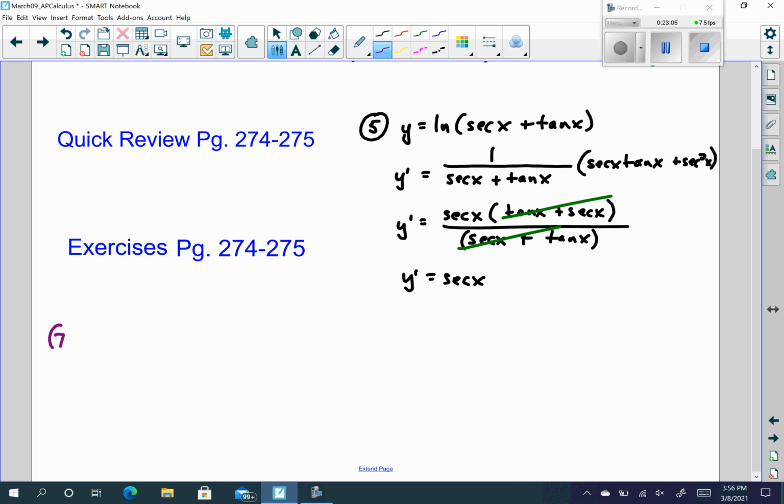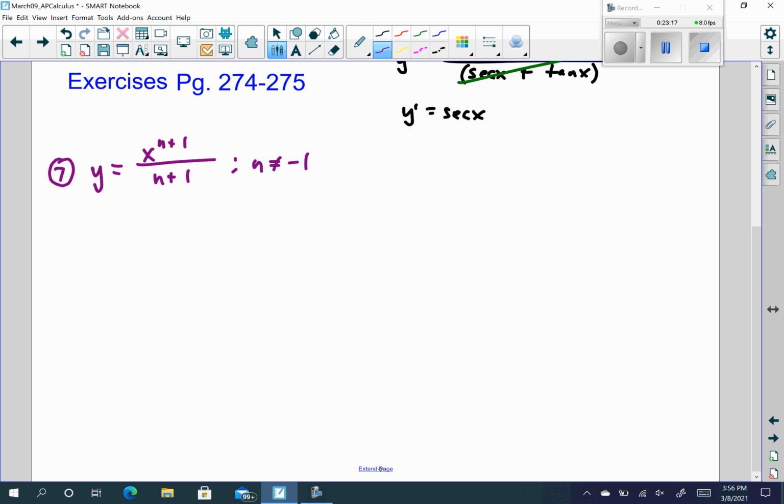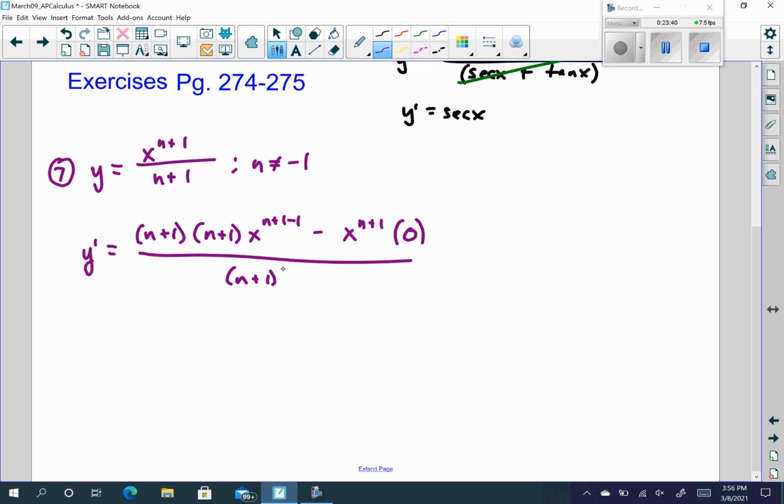Also want to take a look at number 7. We're given y is equal to x to the n plus 1 over n plus 1, where n is not equal to -1. So we want to find y prime. So let's use the quotient rule here. So we have our low d high becomes n plus 1 times x to the n plus 1 minus 1, minus high d low. Well, this is just a number here, so that's just going to be 0, all over the quantity n plus 1 squared. So this whole part goes to 0.